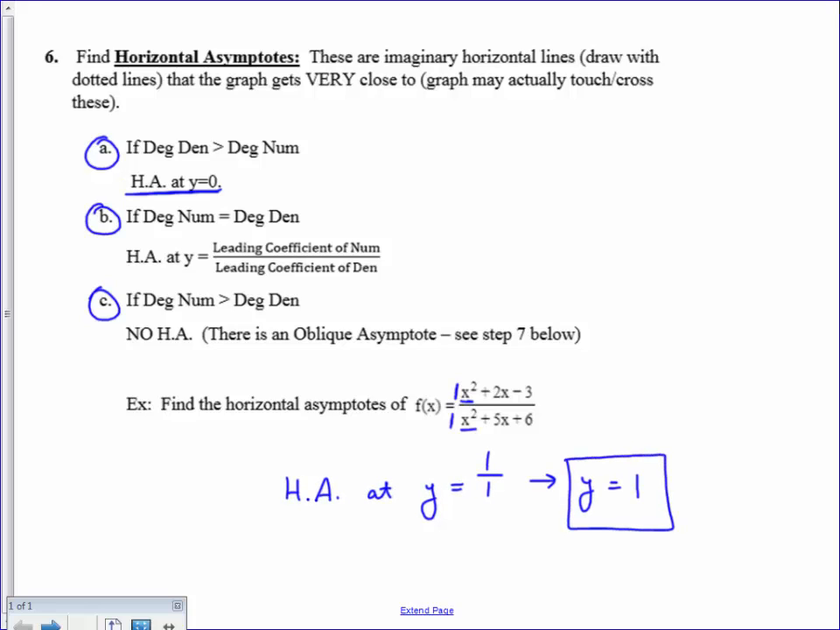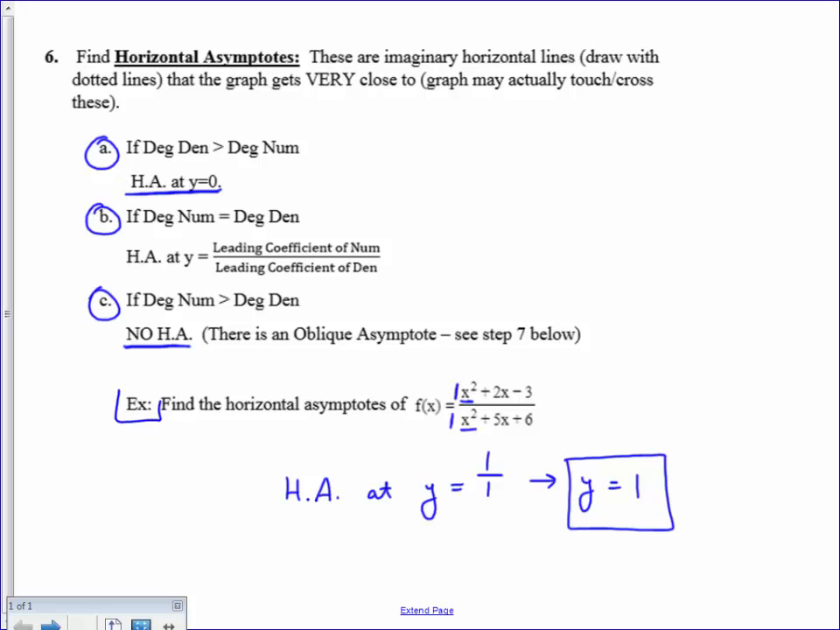The third situation that you may run into is if the degree of the numerator is larger than the degree of the denominator. If that's the case, you have no horizontal asymptote, but there will be later on what we call an oblique asymptote. We're going to see this in step 7.